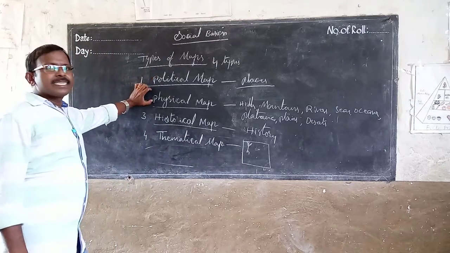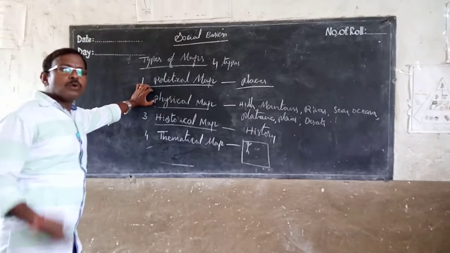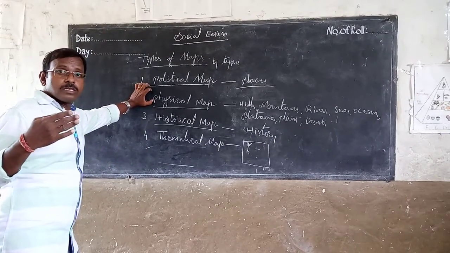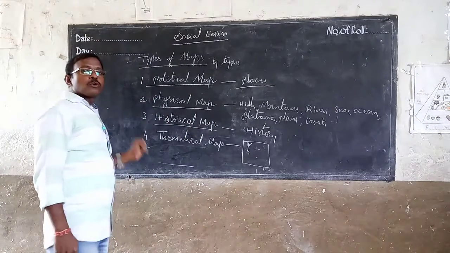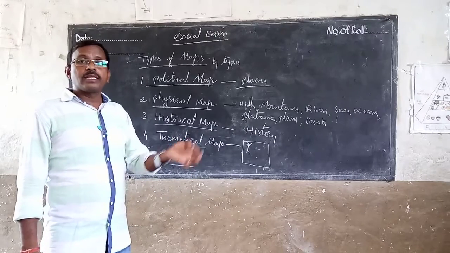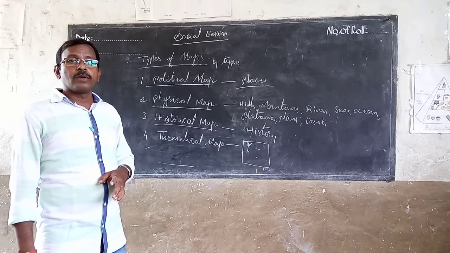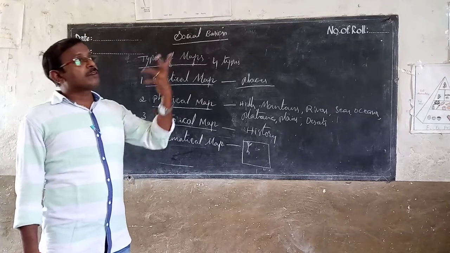Next, physical maps. Which maps show where the hills and mountains are? How are physical maps helpful to us? They are very helpful: where we have to construct roadways, where we have to construct railways, where the ups and downs are, how to climb a mountain, and how much height that mountain has.